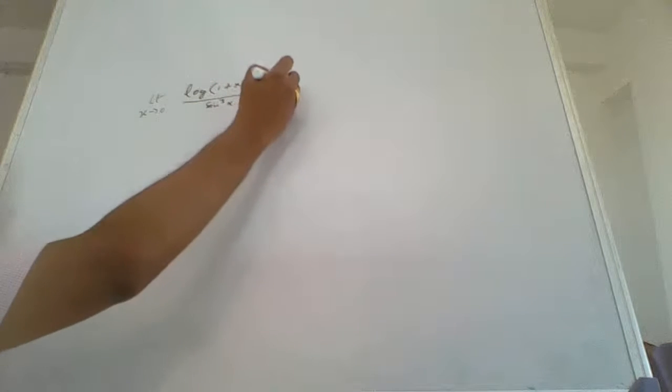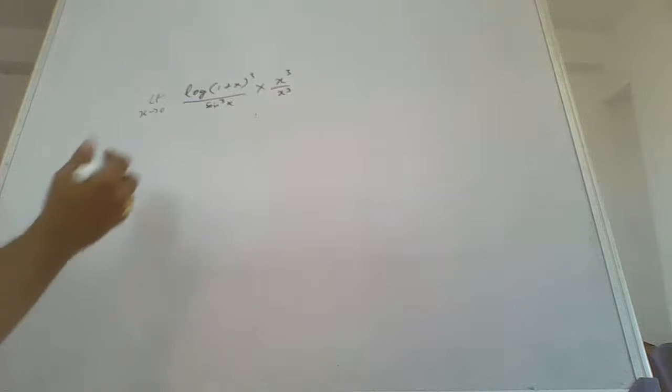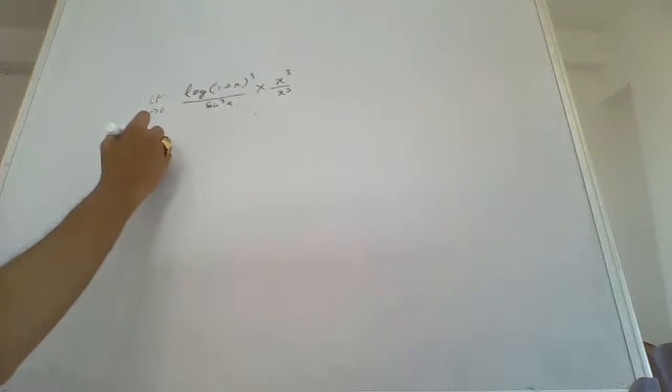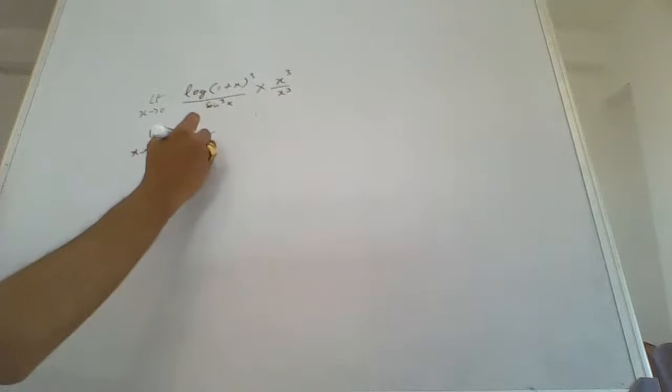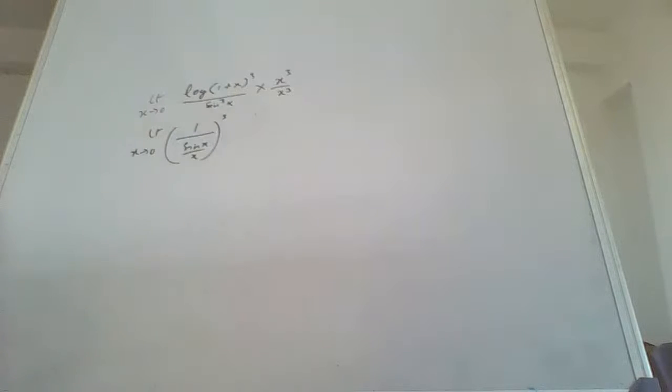If I multiply and divide by x cube, keeping the x cube and the denominator and trying to simplify further, making it much easier, this would be (sine x by x) whole cube. This is what I'm trying to put up.